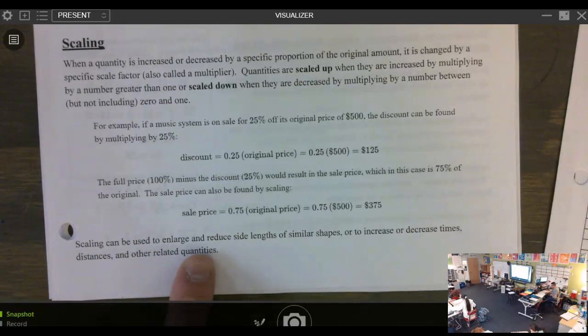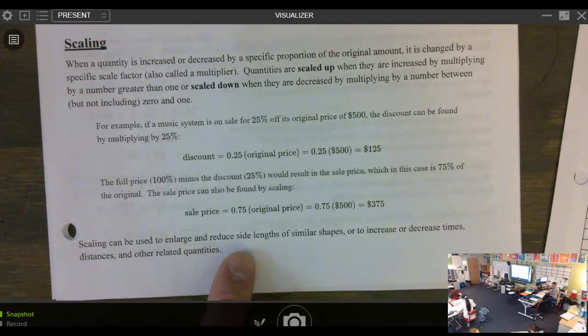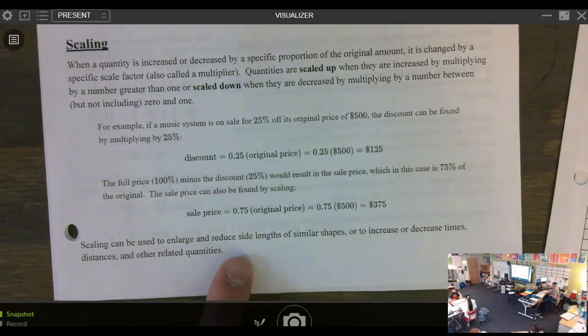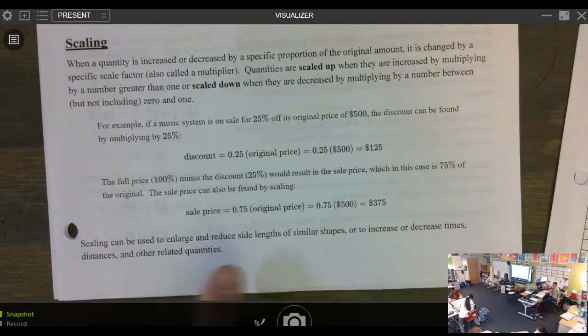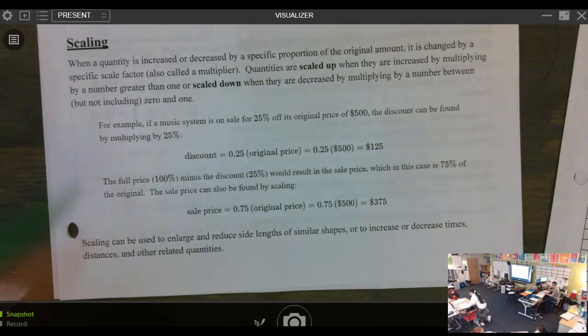Scaling can be used to enlarge or reduce, right? We can get bigger, we can get smaller. Yesterday we got smaller on the mattress problem, right? We got a great deal on that mattress. And we got bigger on the problem where we got a raise, right? We did such a good job at our summer job. We got a raise. All right. So there's your notes for today.